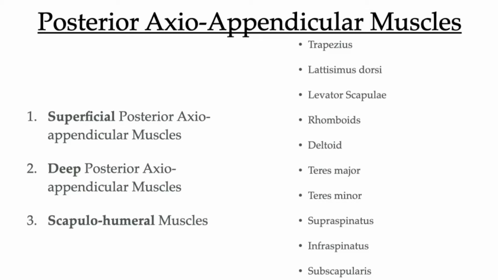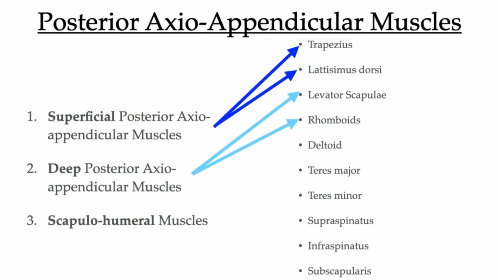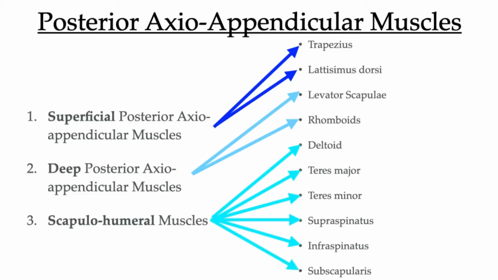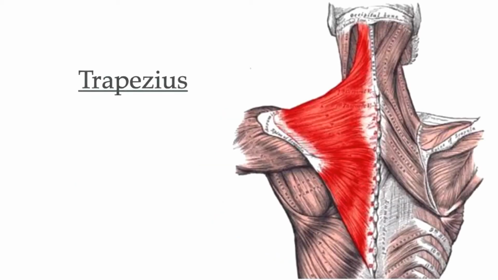The superficial posterior axio-appendicular muscles, the examples are trapezius and latissimus dorsi. Deep posterior axio-appendicular muscles, the examples are levator scapulae and rhomboids. And scapulohumeral muscles include deltoid, teres major, teres minor, supraspinatus, infraspinatus and subscapularis. Amongst the muscles present over the dorsal surface of the trunk, trapezius and latissimus dorsi are the most superficially placed muscles and are included in the group of superficial posterior axio-appendicular muscles.